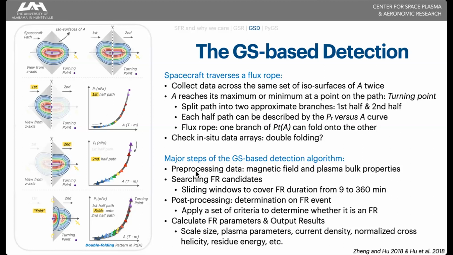The first step is pre-processing data, including magnetic field and plasma properties. The second step is searching flux rope candidates based on this core feature. Since flux rope has a wide range of duration, we use sliding windows to cover 9 minutes to 6 hours. The third step is post-processing. At this step, we apply a set of criteria to determine whether an event candidate can be called a flux rope. Then at the last step, we calculate flux rope parameters and output results.